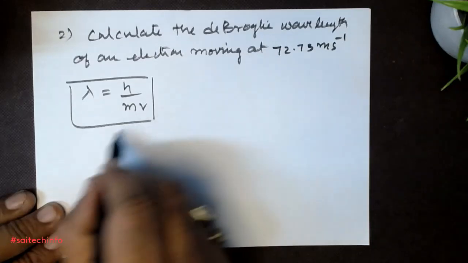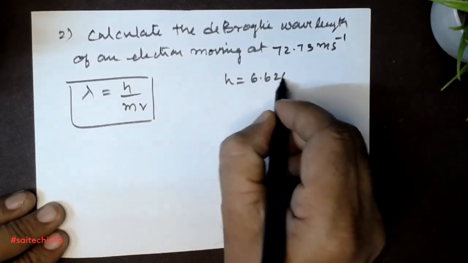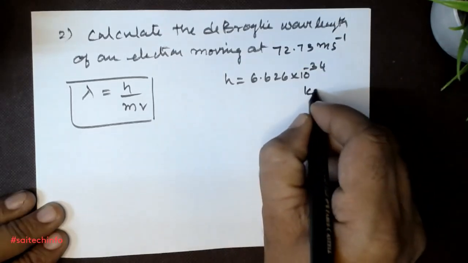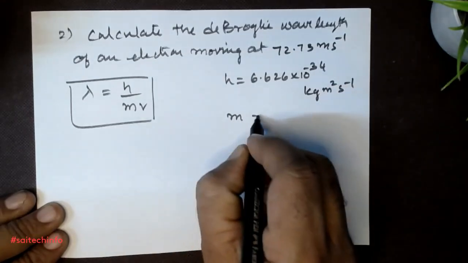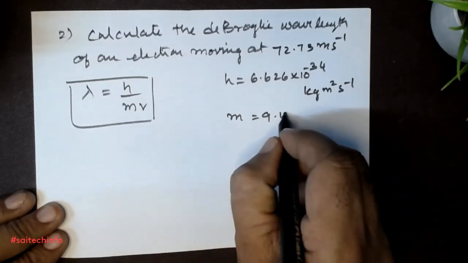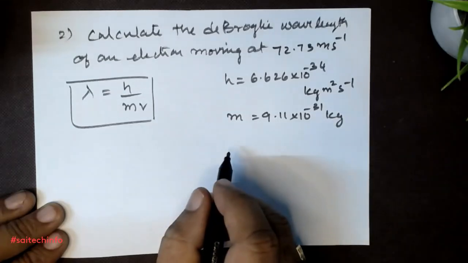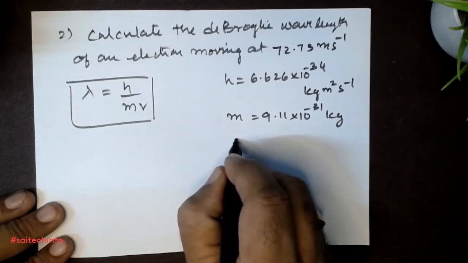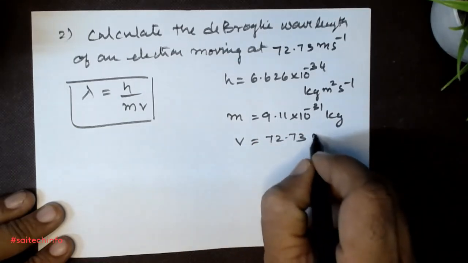So here h, we know, is 6.626 into 10 power minus 34 kg meter square per second. m is the mass of the electron, 9.11 into 10 power minus 31 kg. This will be given as a constant to you. And then v, the velocity, is 72.73 meter per second.